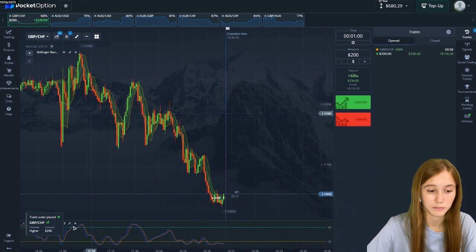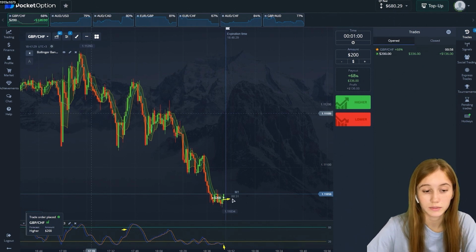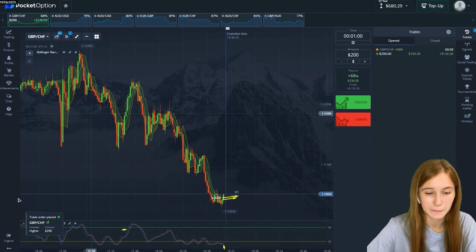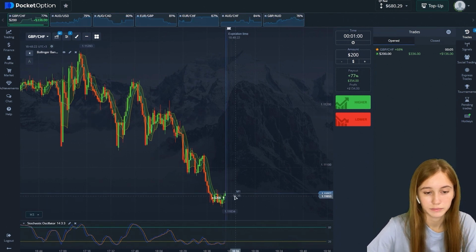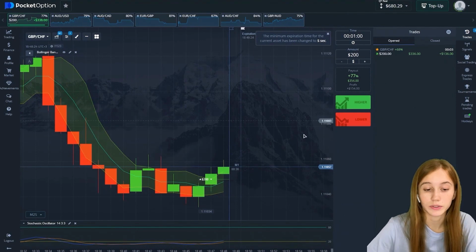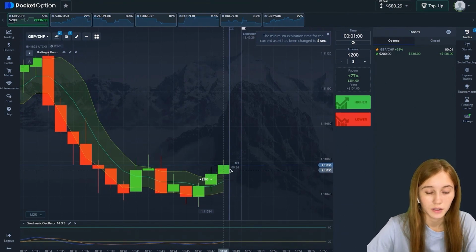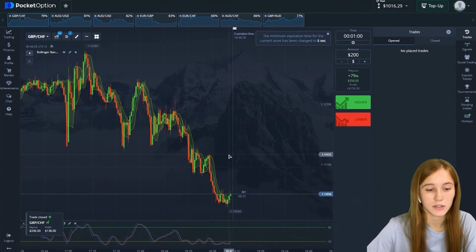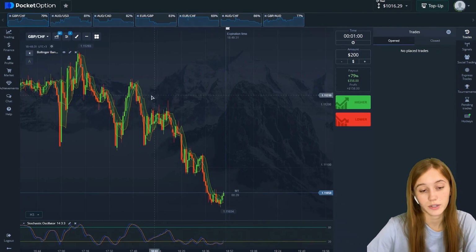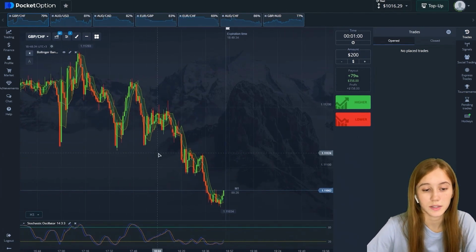Well, let's see what we have here. Stochastic, we see an intersection with the orange line. So that's why we open for an increase. 3 seconds left until the end of the deal. That's great. Plus deal, we see.